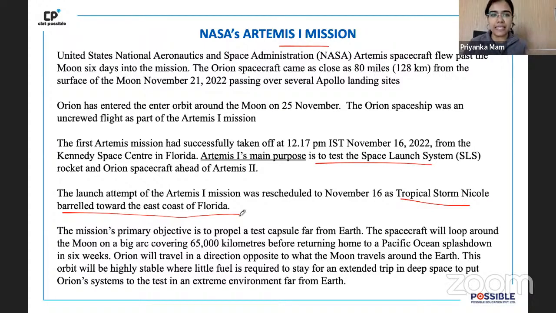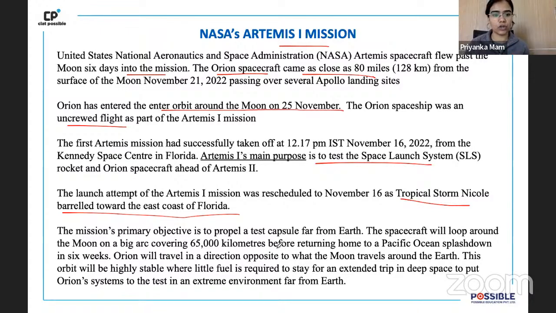ठीक है. Then इसके बाद पहले तो जब ये गए, Artemis mission के अंदर, 6 days into the mission, what happened was, what is the name of the spacecraft? Orion. It came as close as 80 miles and then it couldn't get into the orbit. Okay, that is another thing that happened. But it has entered the orbit around the moon on 25th November. 25th November learn करना है नहीं करना है, just that पहले नहीं गया था, it flew past it and then it went. अब ये वाली तो uncrewed flight है जहाँ पे dummies वगैरह है, ठीक है.